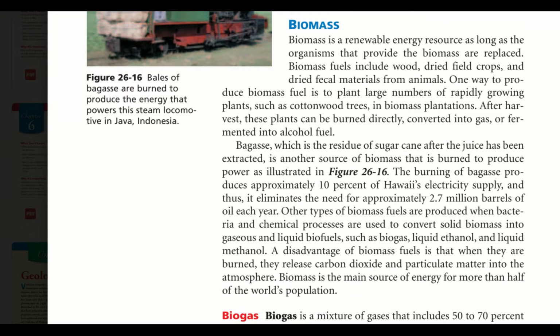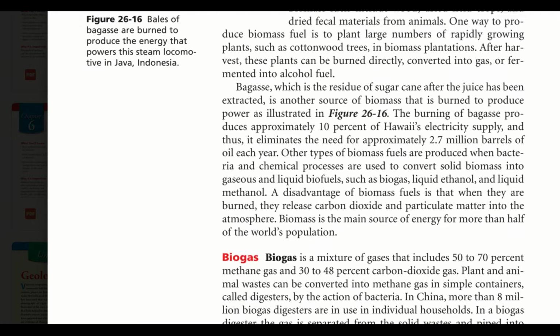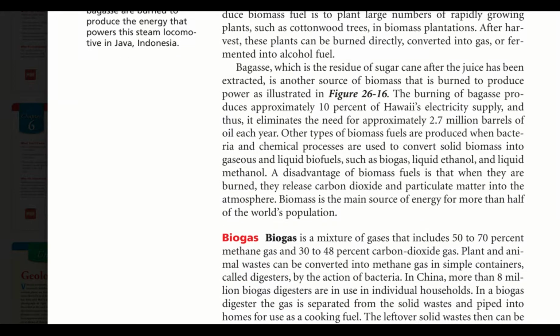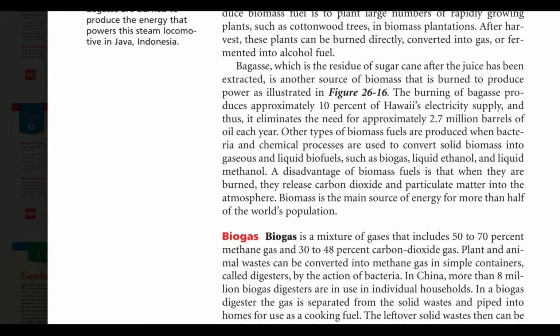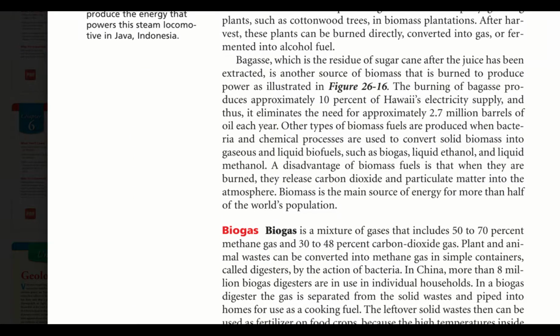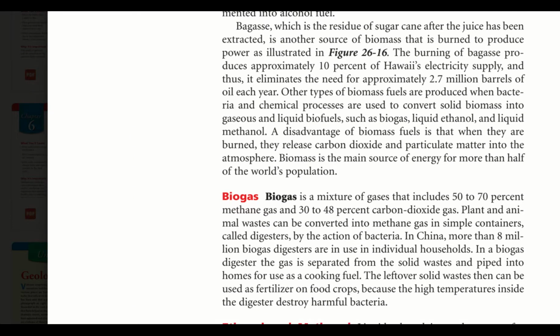Biomass. Biomass is a renewable energy resource as long as organisms that provide the biomass are replaced. Biomass fuels include wood, dried field crops, and dried fecal materials from animals. One way to produce biomass fuel is to plant large amounts of rapidly growing plants such as cottonwood trees in biomass plantations. After harvesting, these plants can be burned directly, converted into gas, or fermented into alcohol fuel.